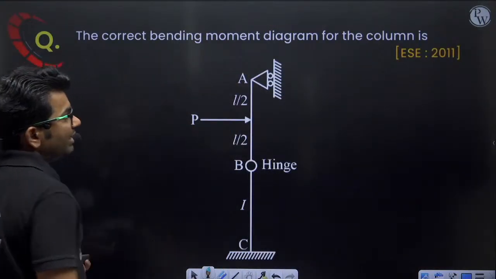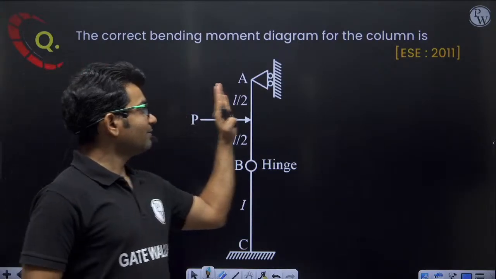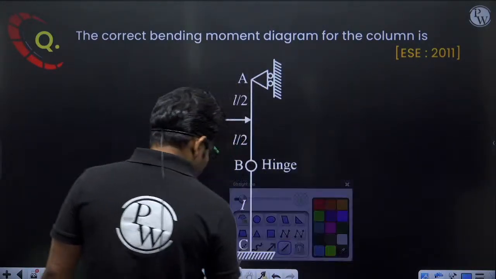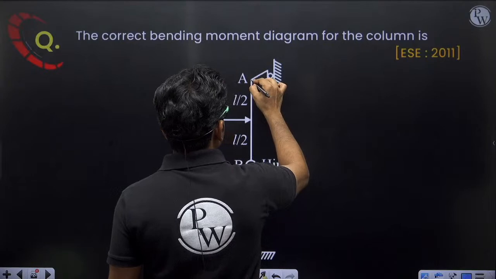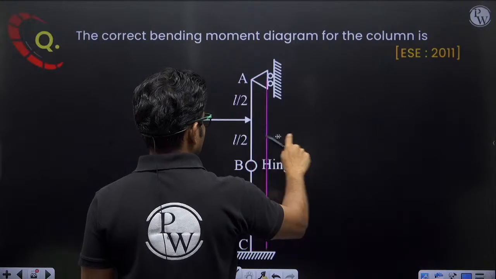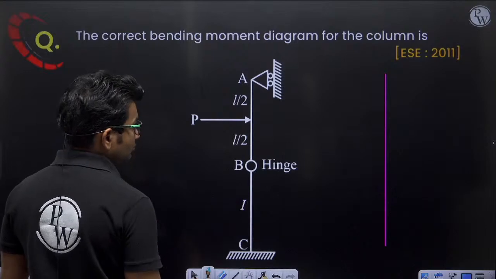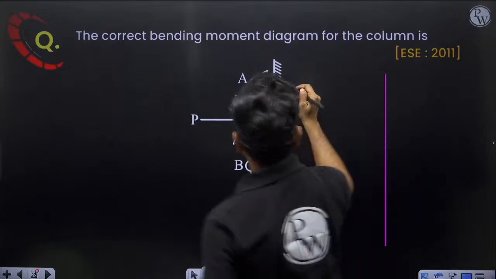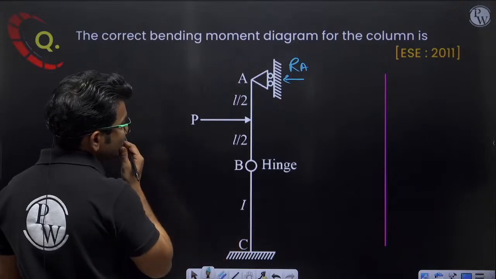The correct bending moment diagram for the column is... For the bending moment diagram of a column, we will be drawing it vertically. Let me draw the reference line for the column first. Here we are having a support reaction, here we are having a reaction, and here we are having a support.